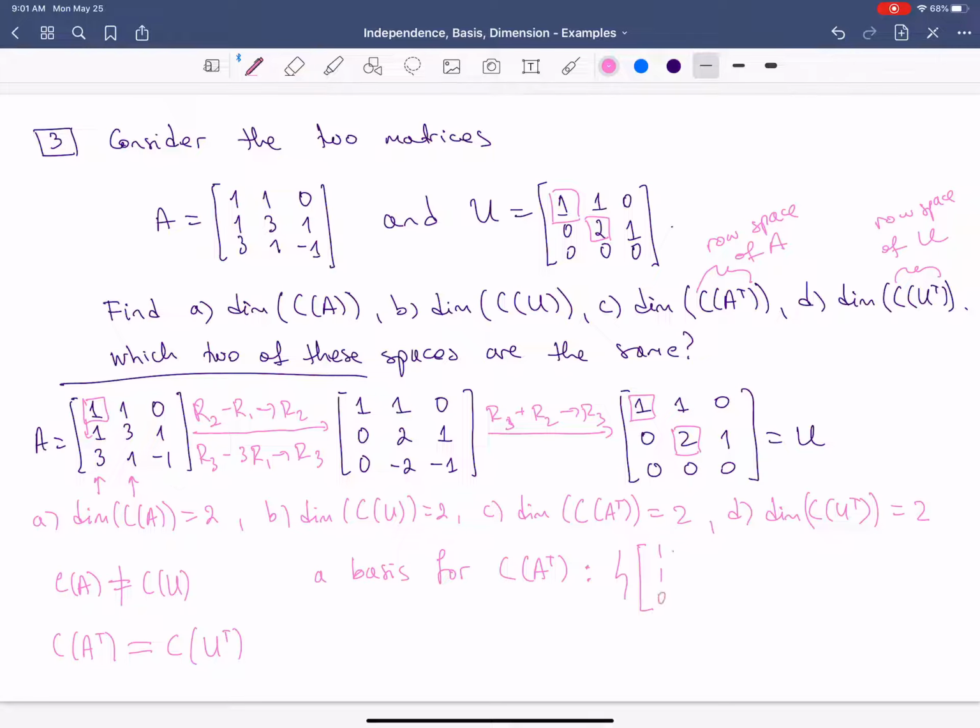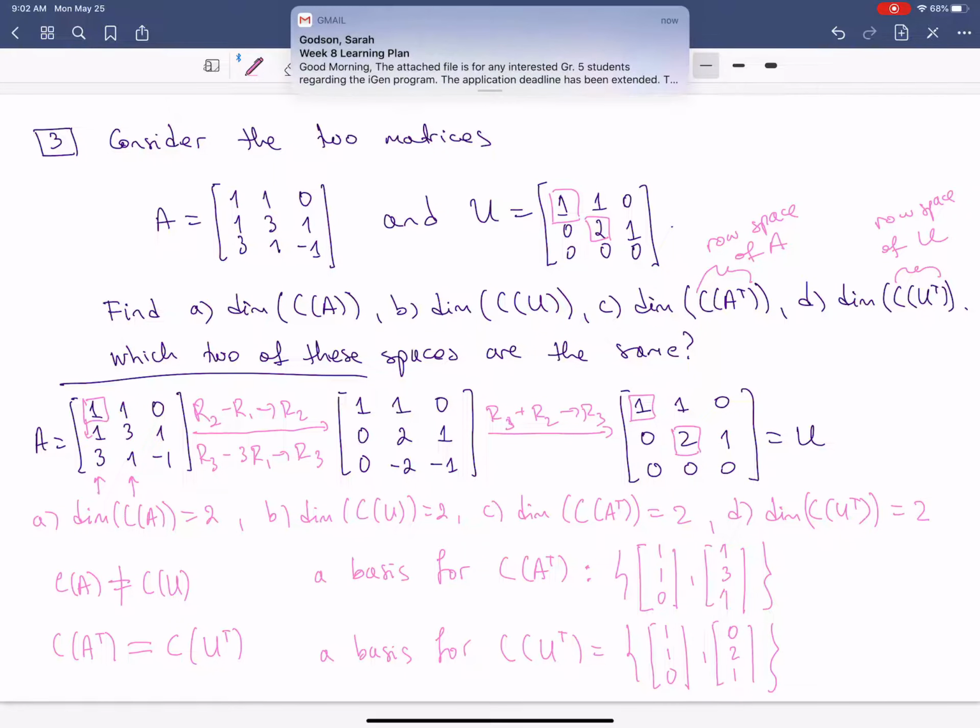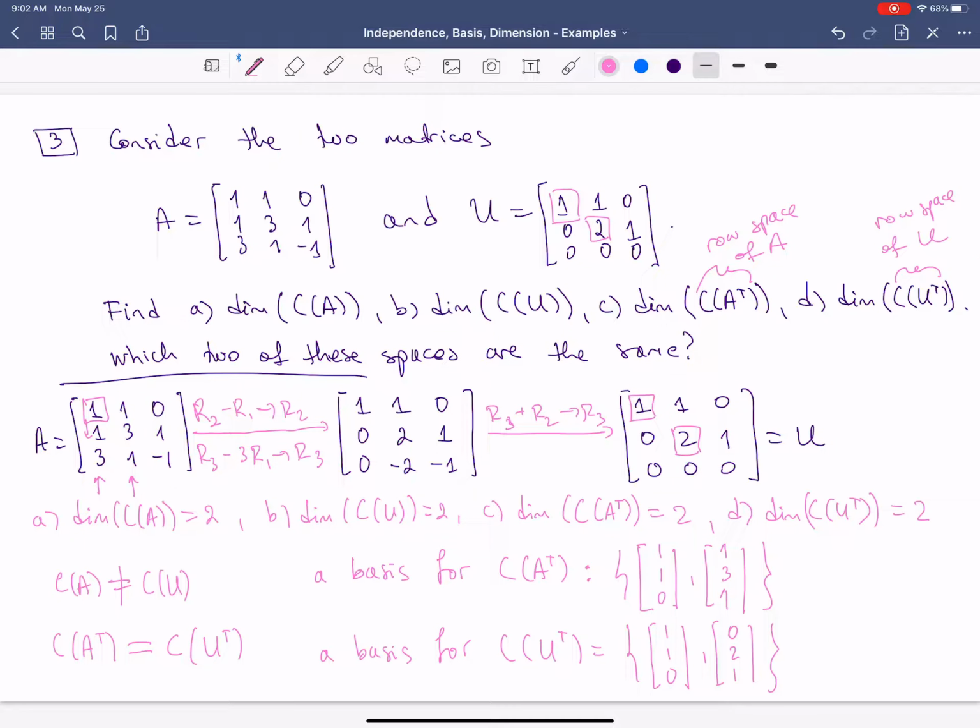1, 1, 0, and 1, 3, 1. Those are the pivot rows of the matrix A. And then if we want a basis for the row space of U, those would be the first two rows of U. So they would be 1, 1, 0 and 0, 2, 1. So not the same vectors, right? These are different vectors, or rather, the vector 1, 1, 0 is in both of these bases. So that's okay, that's good news.